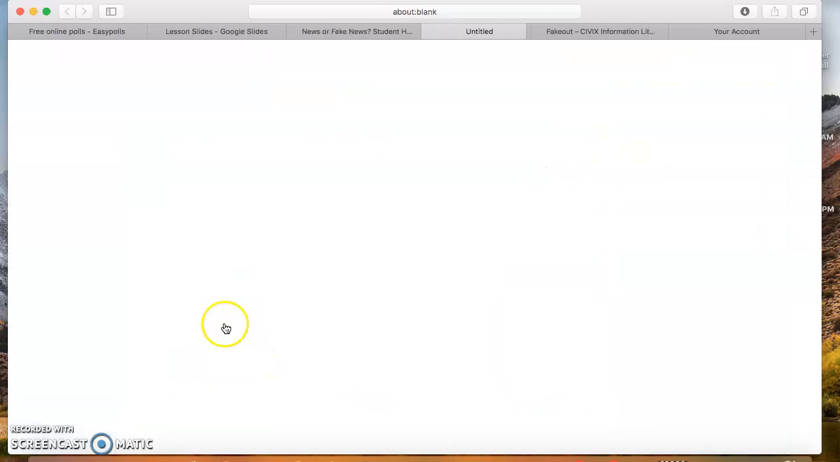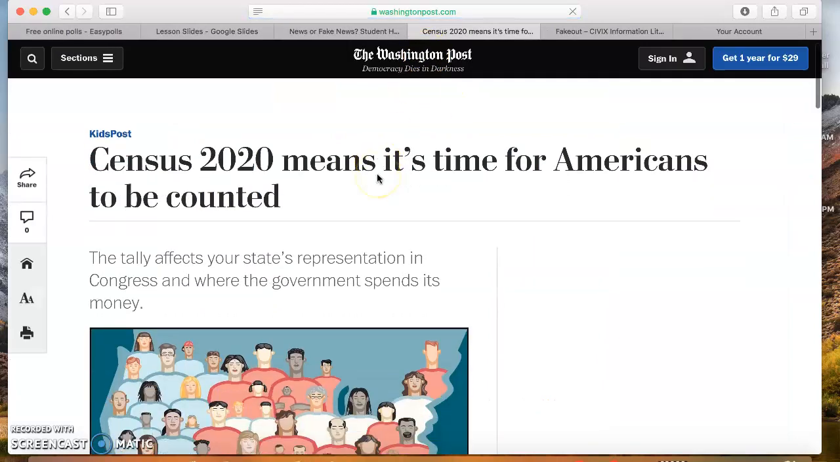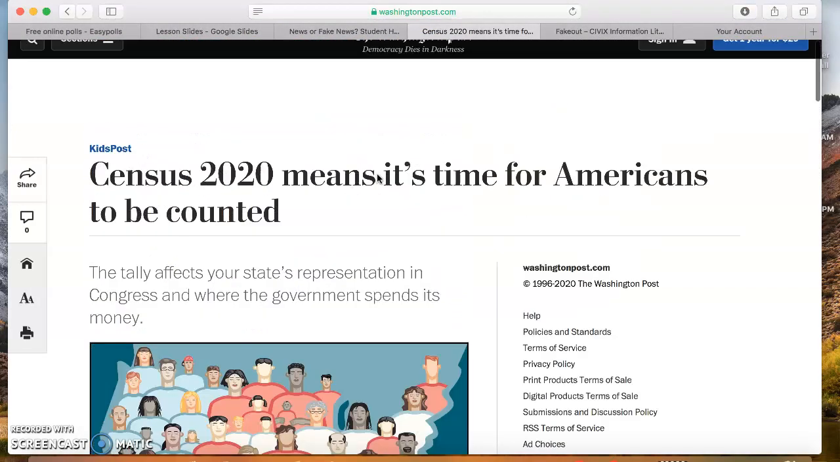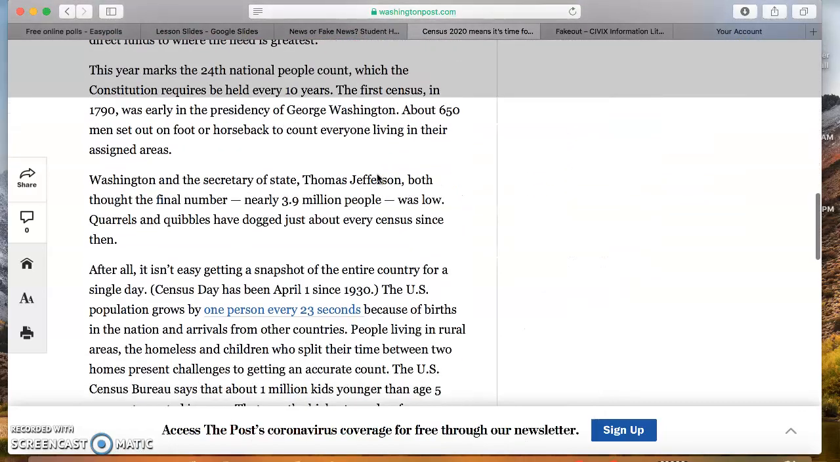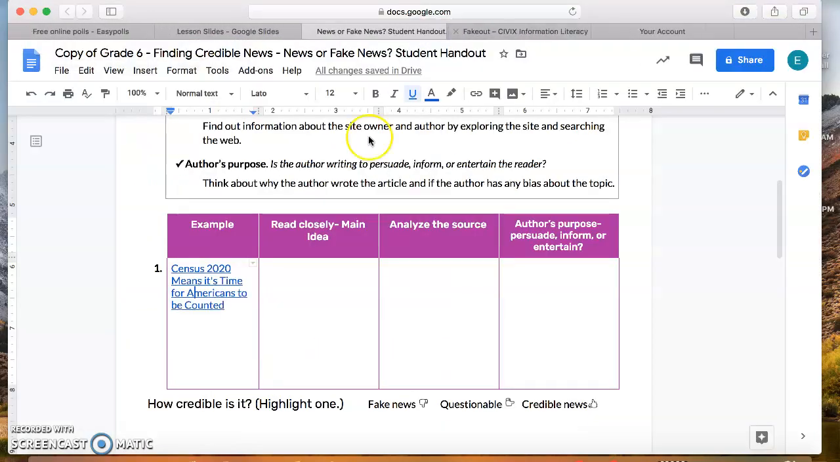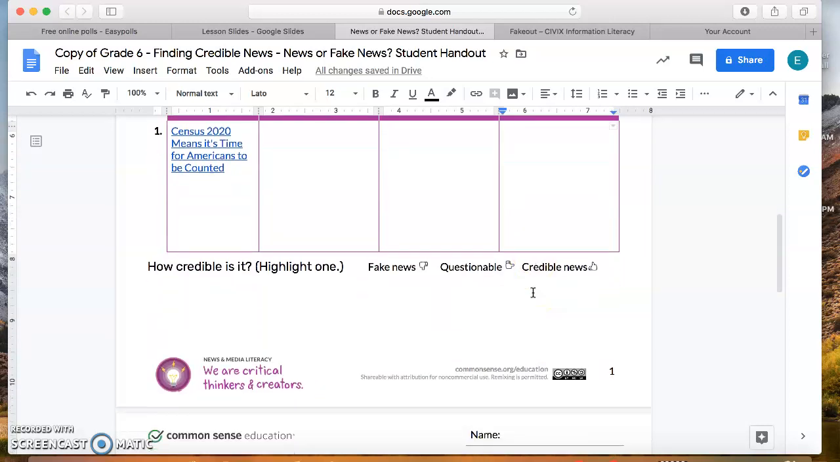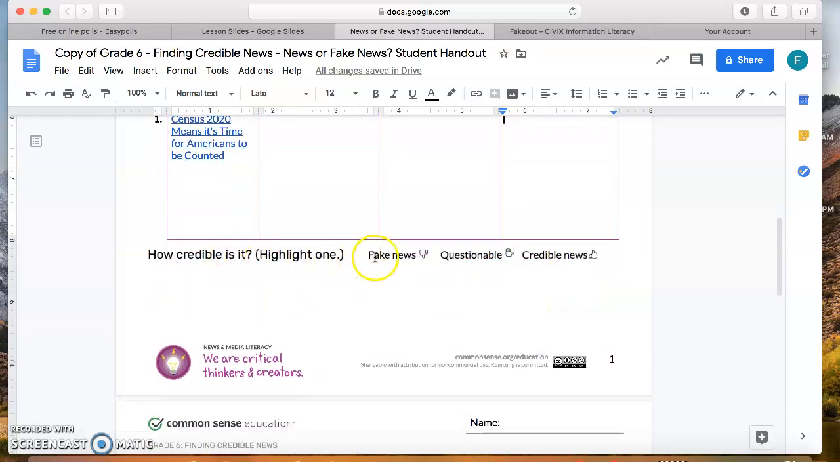So you're going to click on the article, and it will take you to the article. Remember, don't just read the headline. It's important to actually read the article as well. And then after you read the article, I want you to type in your answers into these boxes. So you'll answer the main idea, and you can just type right into the box. And then analyze the source, and then decide what the author's purpose was. Were they trying to persuade you of something or convince you, to inform and give you information, or to just entertain you? And then the next step is to highlight one of these.